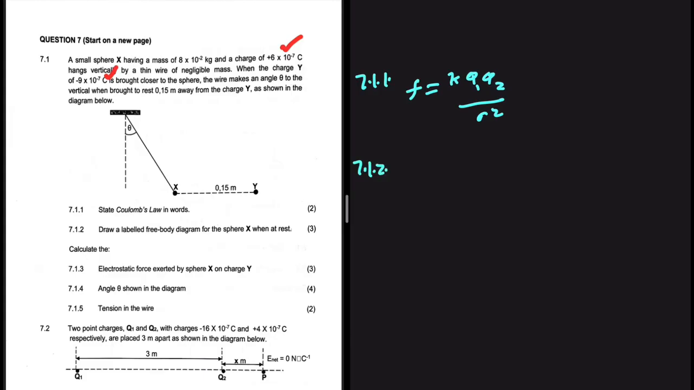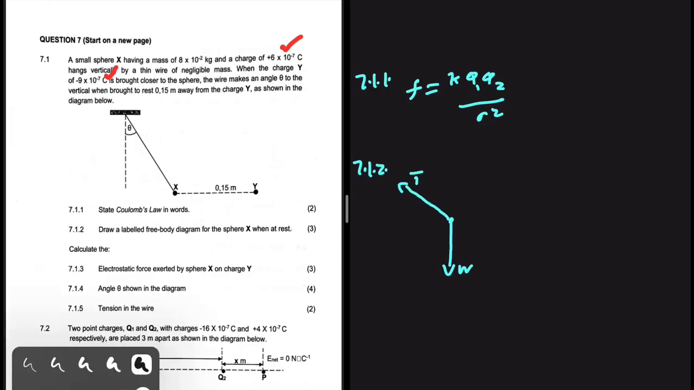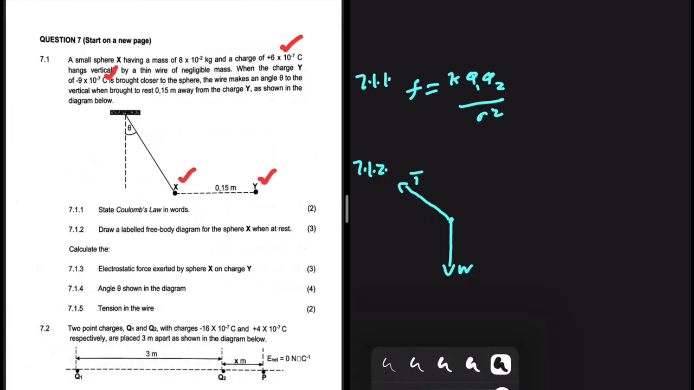Let's look at 7.1.2. Draw a labeled free body diagram for the sphere X when at rest. Like I always say, when you're supposed to draw a free body diagram, before you start thinking about anything else, put the weight first, because it is always there in our scenarios. So we have the weight and then we have the tension. As you can see on our diagram, we should have something like that. Sphere X is positive and sphere Y is negative. There's a force of attraction in between the two, so we'll have a force pointing to the right. That is our free body diagram. We have 3 marks and we have 3 forces like we would expect.